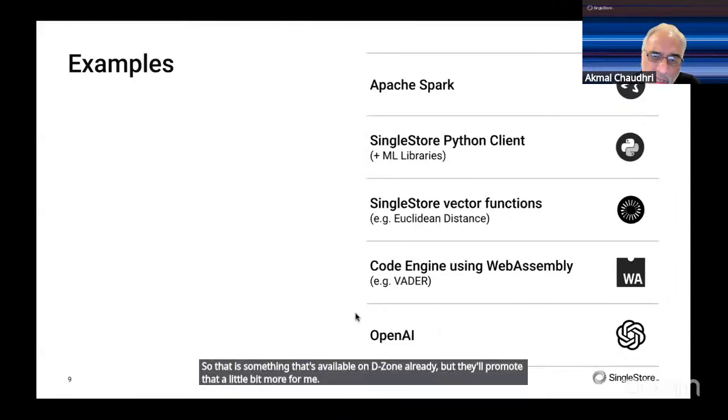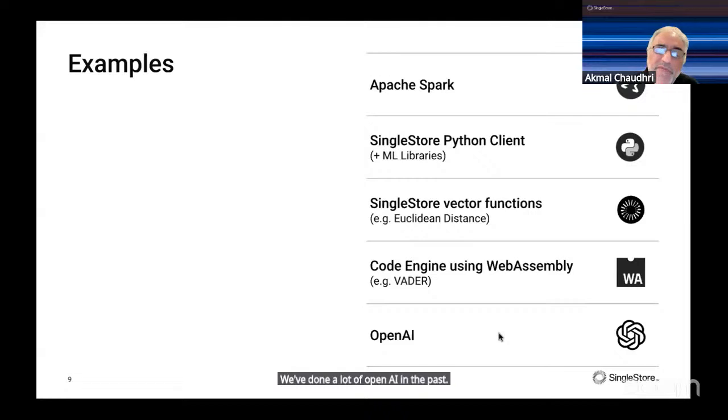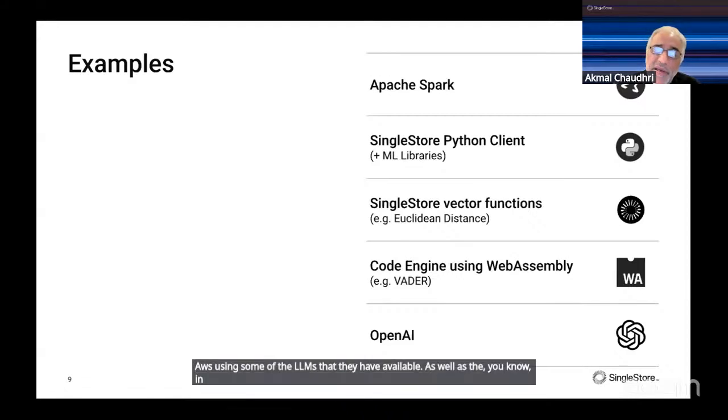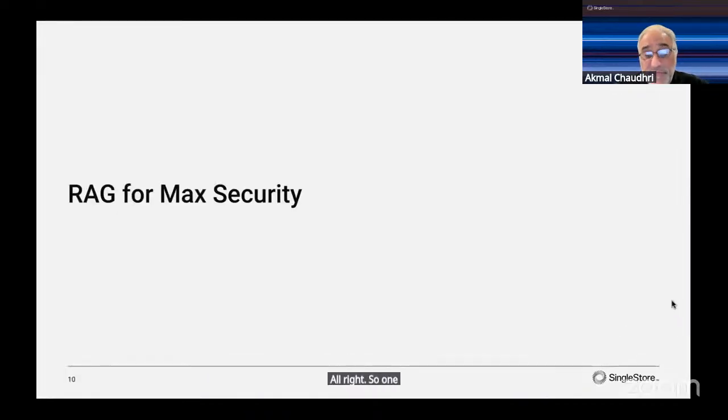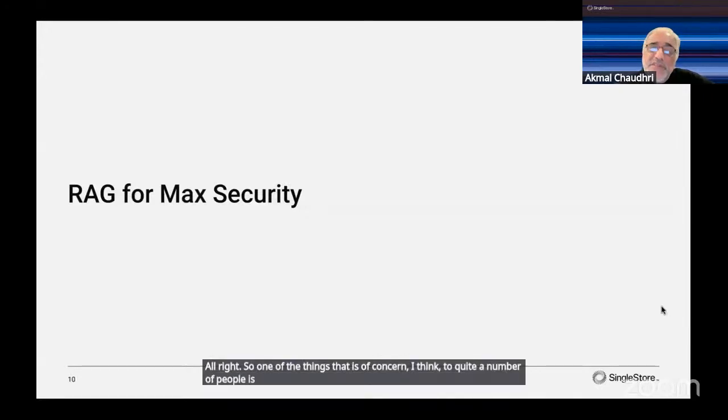We've done a lot of OpenAI in the past, and we've also demoed Bedrock, AWS, using some of the LLMs that they have available, as well as in terms of creating the vector embeddings. But today we're going to use DeepSeek, and that's going to be running locally. So one of the things that is of concern, I think, to quite a number of people is this need to have greater control over where data are being processed.